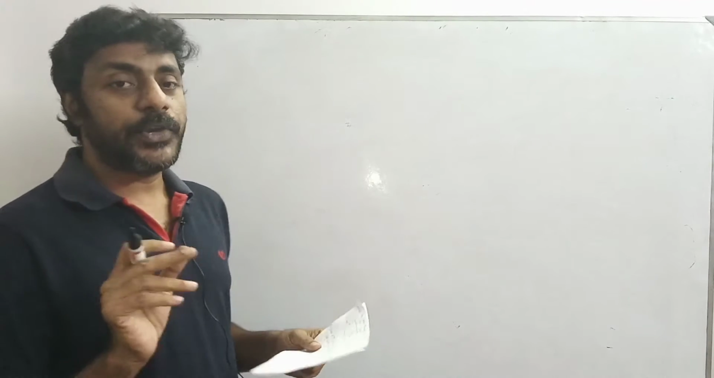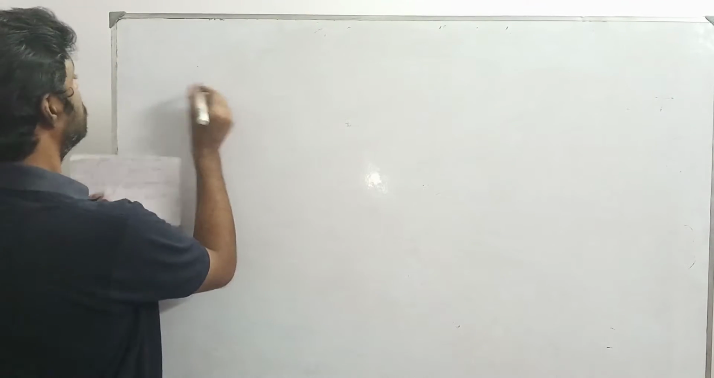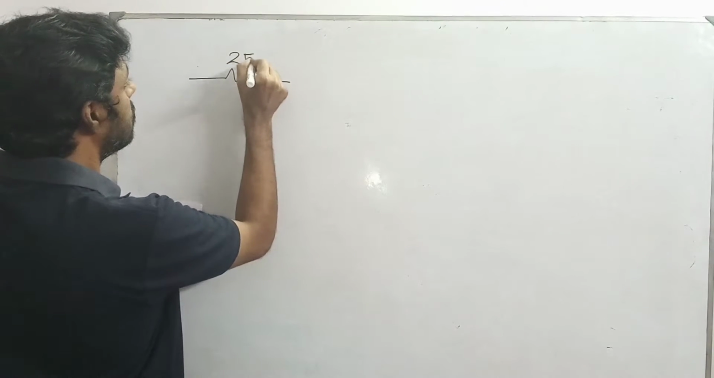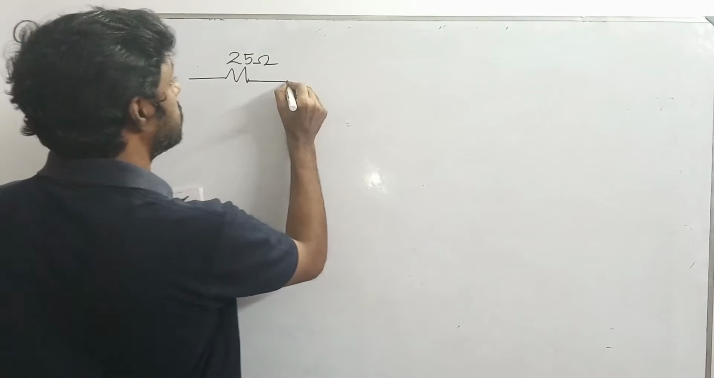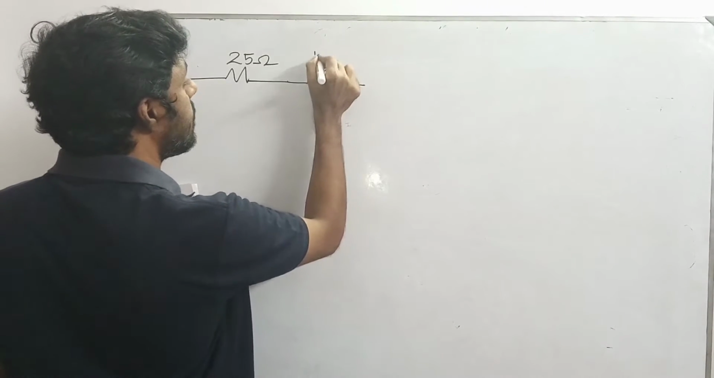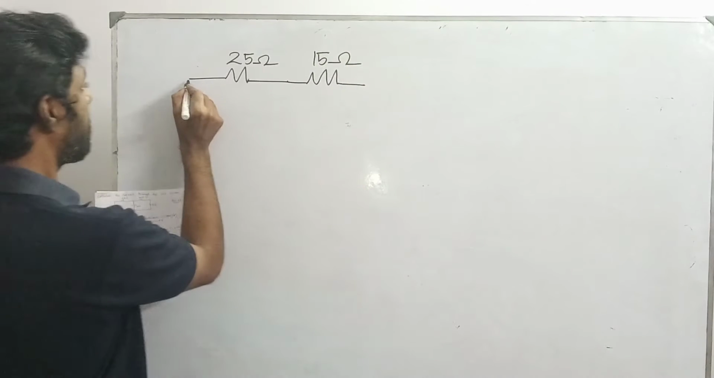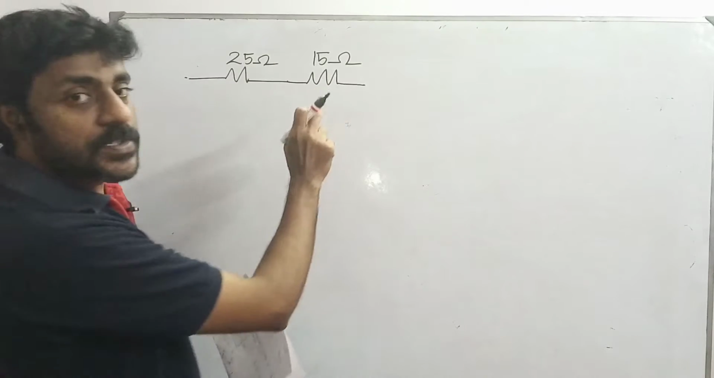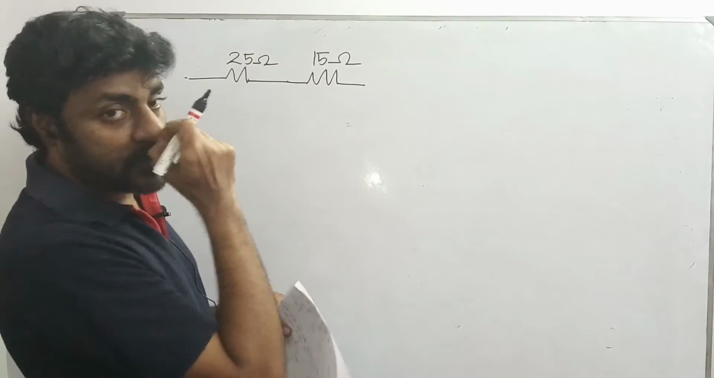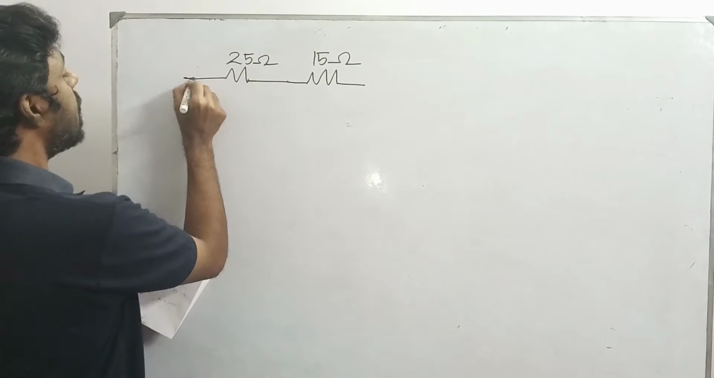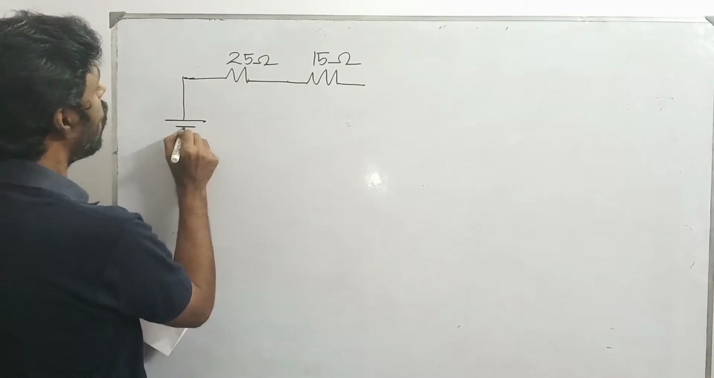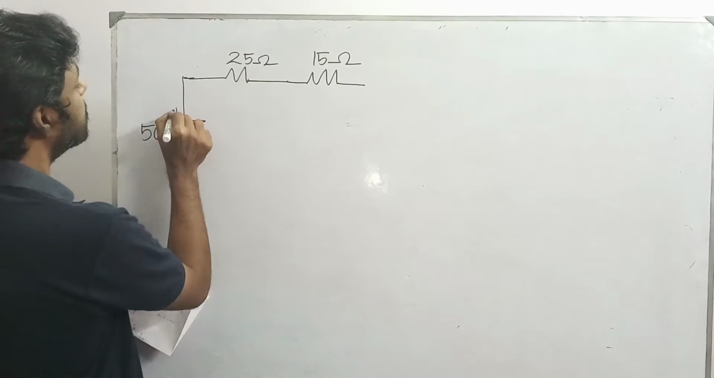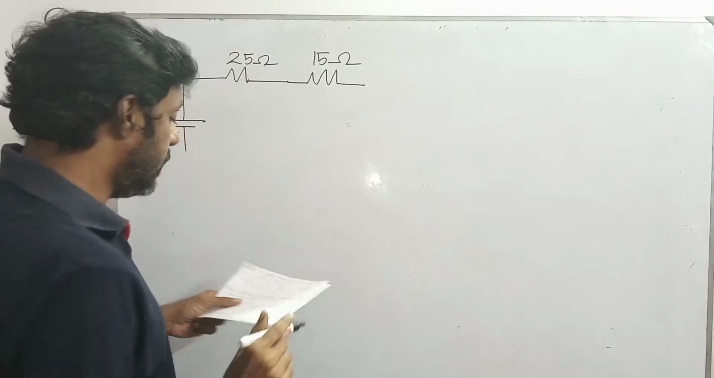Now I am going to draw the circuit diagram. So I have connected two resistors of value 25 ohms and 15 ohms. Now I am connecting a battery of supply voltage 50 volts. This is the positive terminal, this one is the negative terminal of the battery.